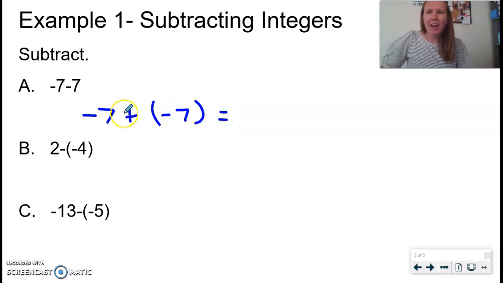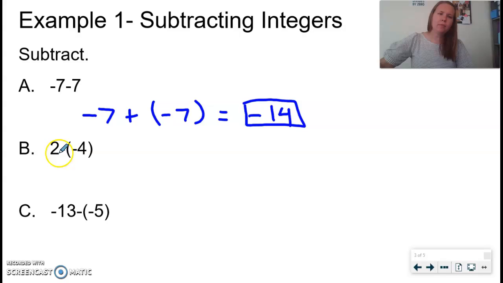So now you have adding 2 negative integers. When you're adding negatives or things with the same sign, you just add the 2 numbers, keep the sign. So 7 plus 7 is 14. They're both negative, so the answer stays negative 14.